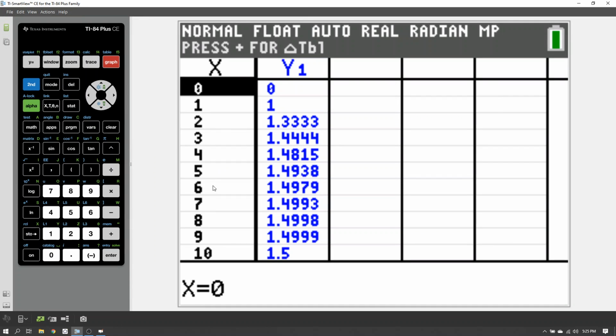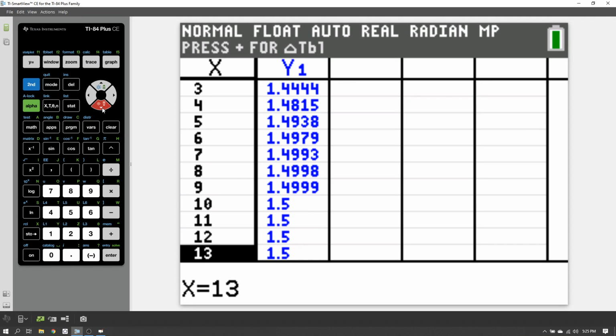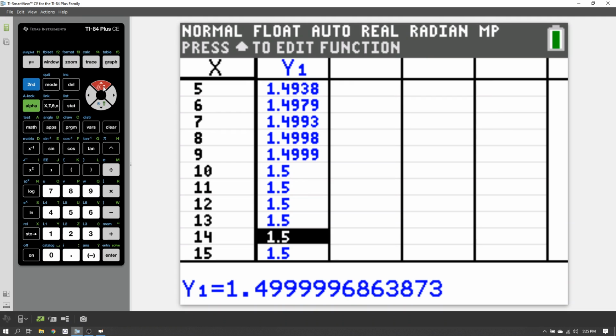Okay, so these are the n values, and these are the s sub n values, and we're looking for a pattern. What are they doing? As n increases, are they approaching anything? And you can see it doesn't take long. It looks like it's getting close to 1.5. You can see if I move over here, though, it's not exactly 1.5. It's just getting closer to it.